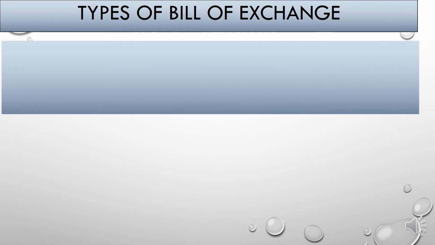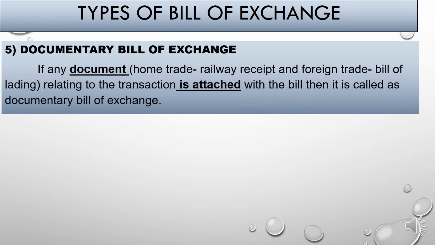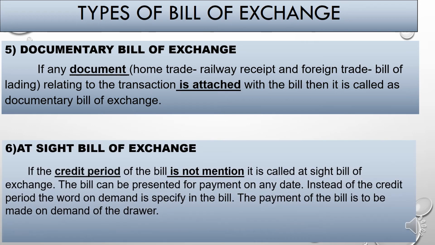Moving ahead, the next point is documentary bill of exchange, which is the opposite of clean bill of exchange. Over here, the documents are attached to the bill. For example, in internal trade, a railway receipt is attached, and in case of foreign trade, a bill of lading or marine insurance document is attached to the bill of exchange, then it is known as documentary bill of exchange.